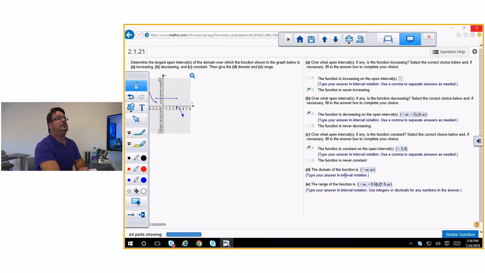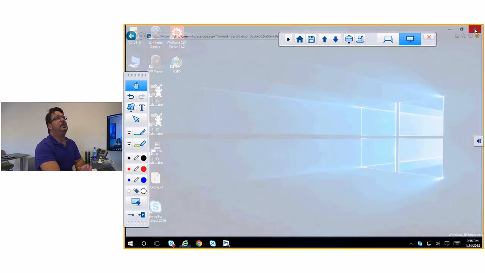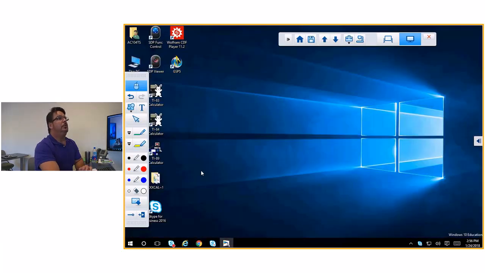There it is. Then the domain is all real numbers. And then the range is negative infinity to 0.5, and then 1.5 to infinity. And I think we talked about that on the previous problem, I mean, on the sketch that I drew. So let's go to the next question.